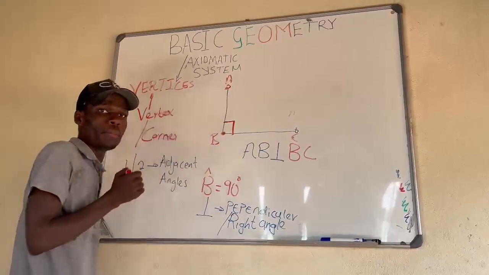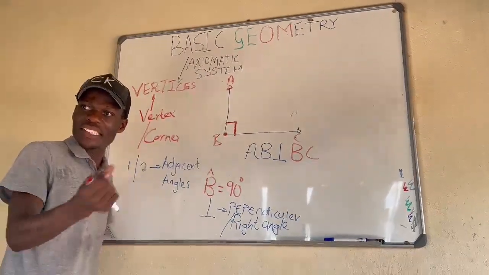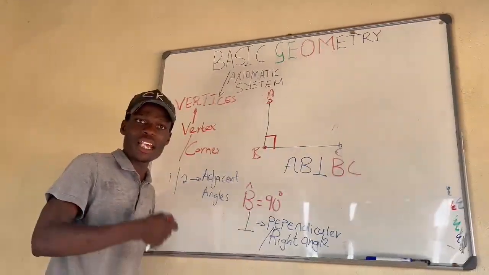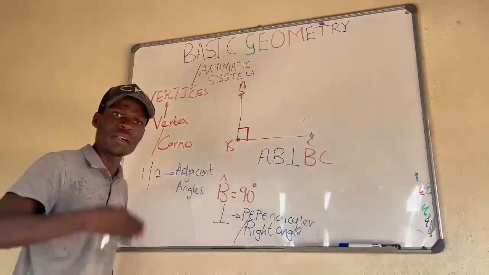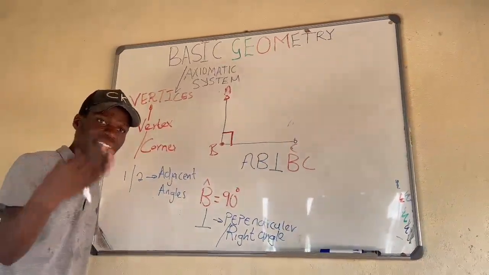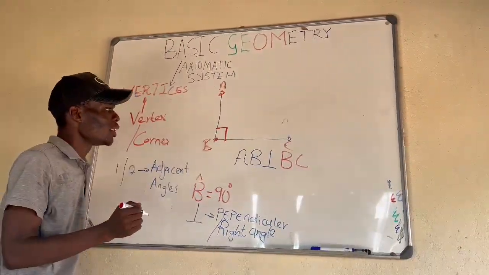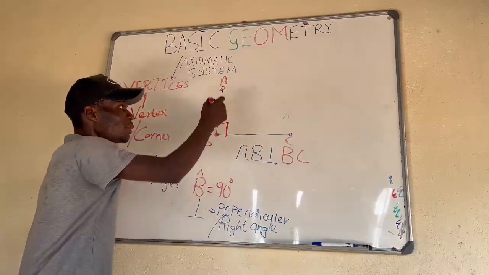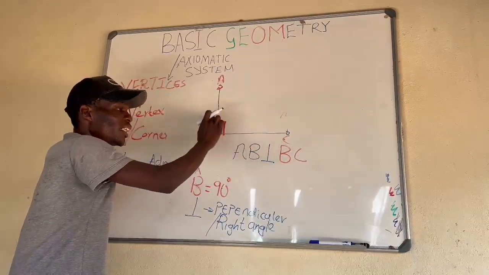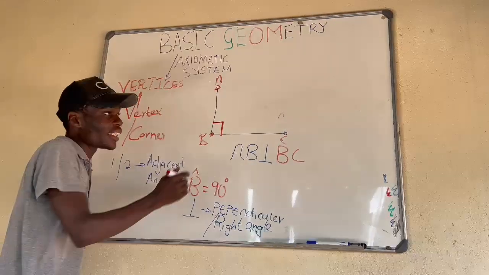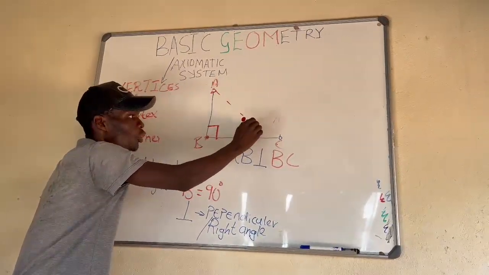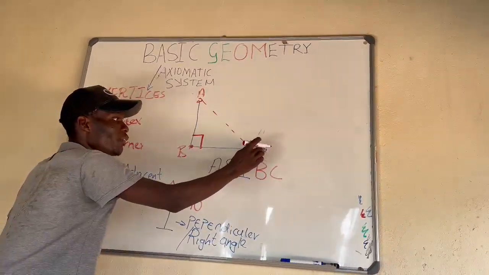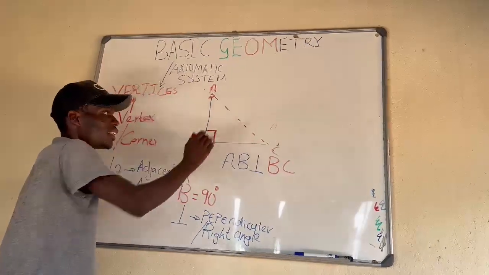The same corner, B, which means they share a vertex. They have the same vertex at B. For example, if I give you this triangle, remember this is a triangle. It is a right angle triangle, because if I do construction lines here, it forms a right angle triangle.